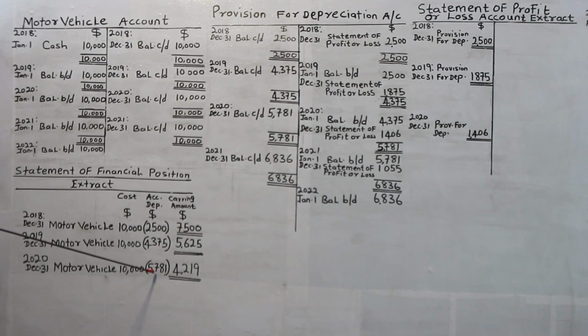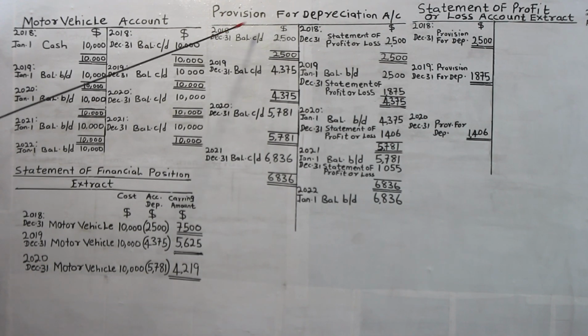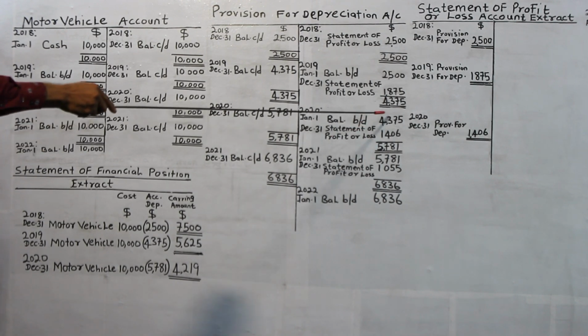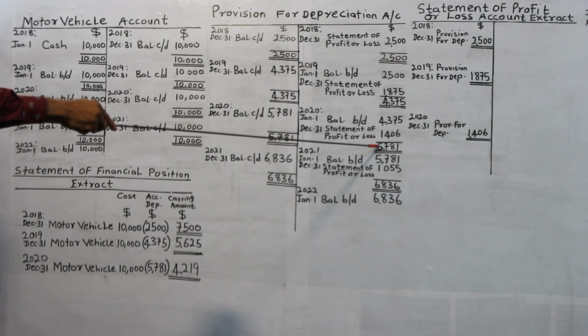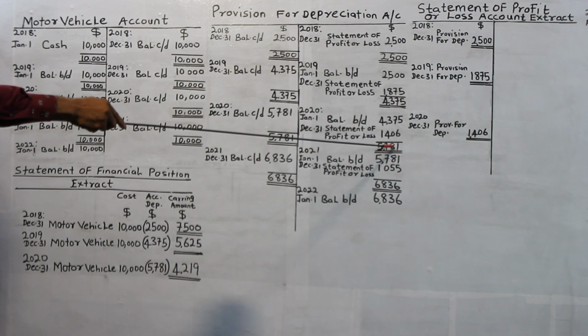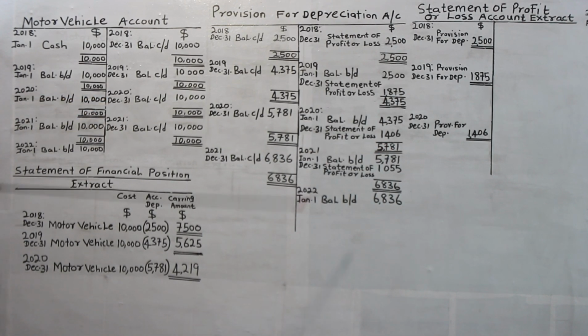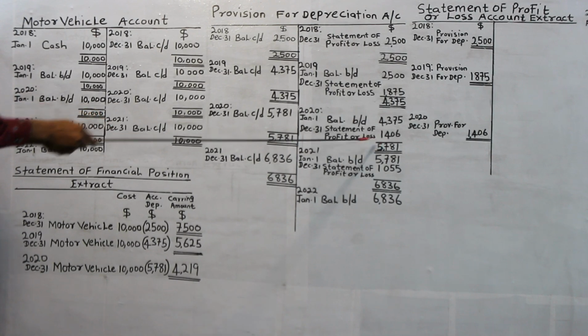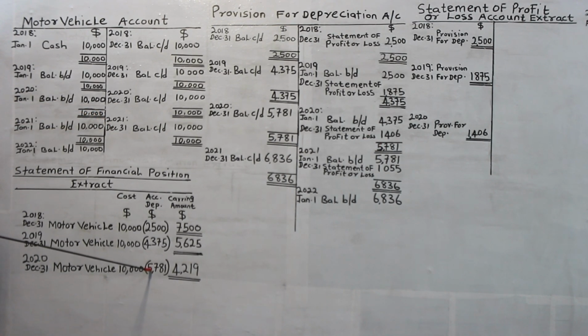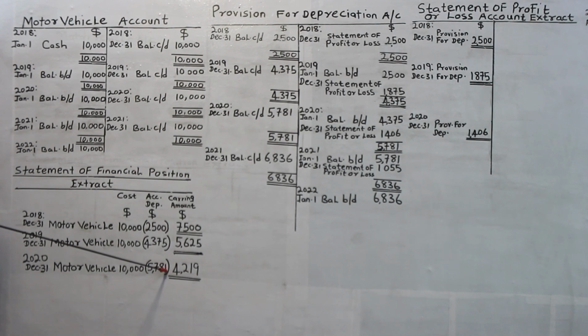How do we get this accumulated depreciation for the third year, 2020? If you go to our provision for depreciation account in 2020, you discover that the total depreciation accumulated is 5,781. And it is this 5,781 that was used here as accumulated depreciation. So 10,000 minus 5,781 gives us a carrying amount of 4,219 for 2020 December 31st.